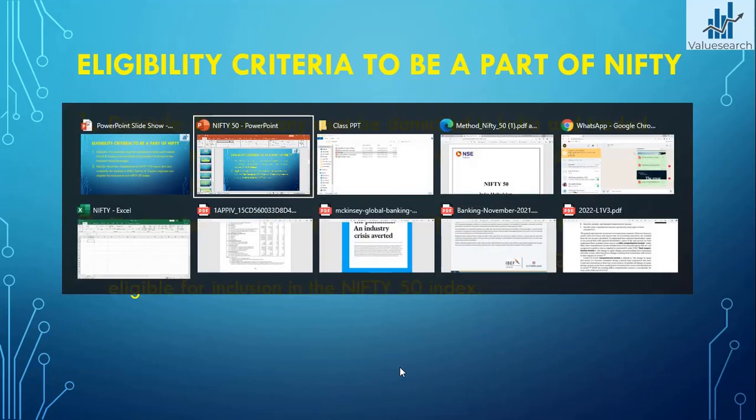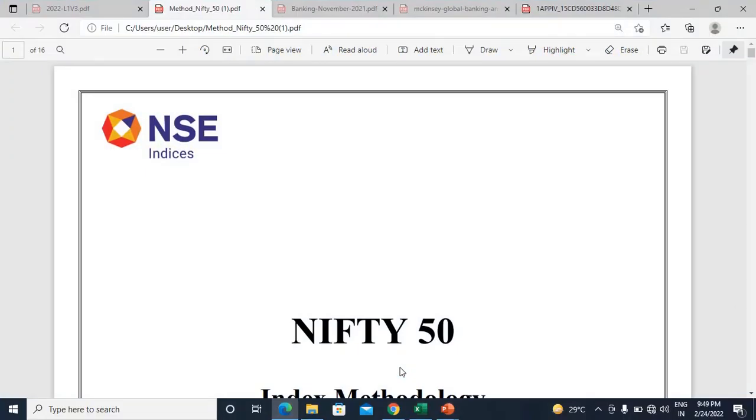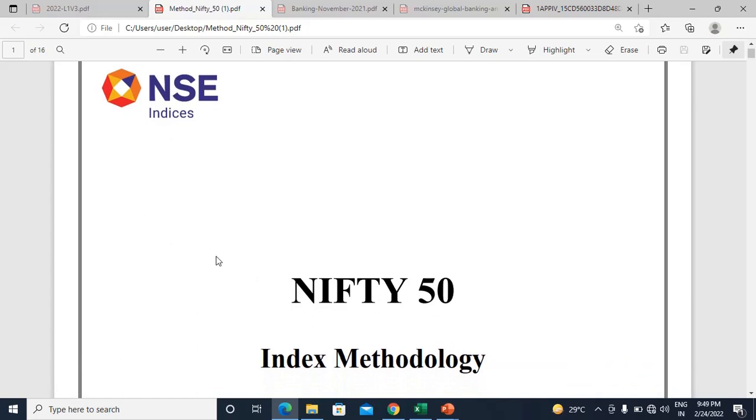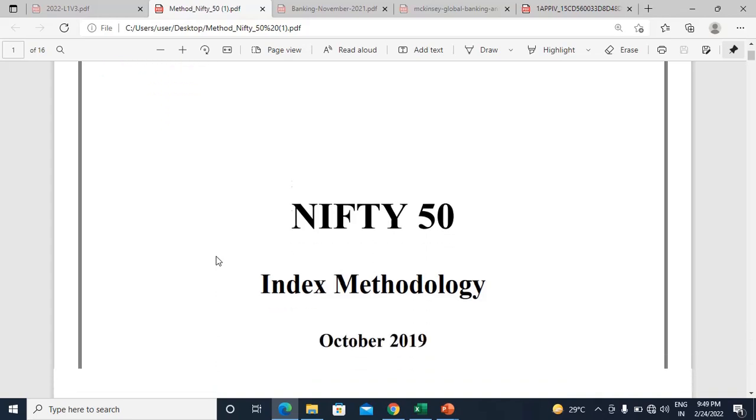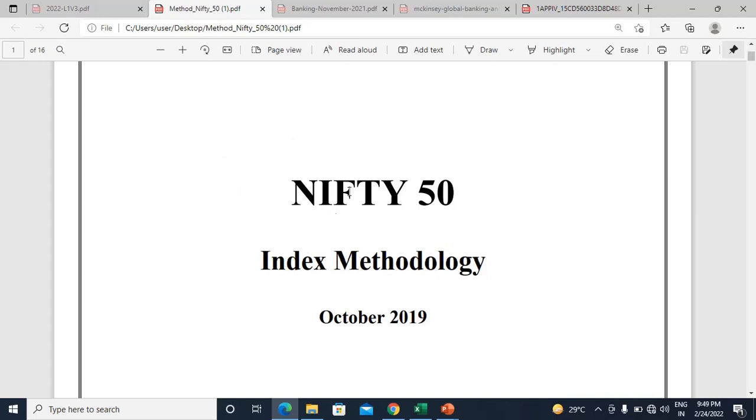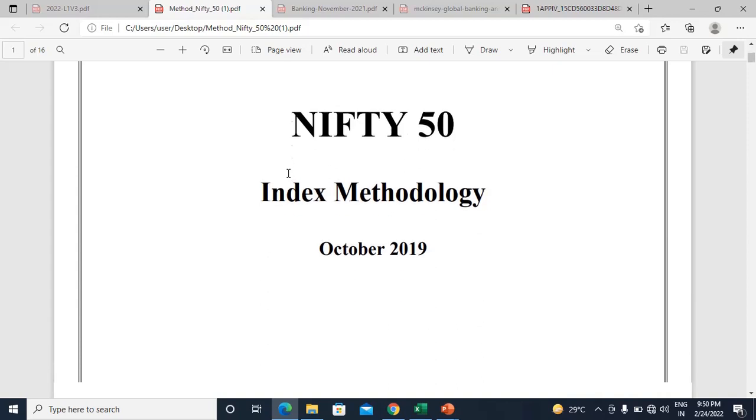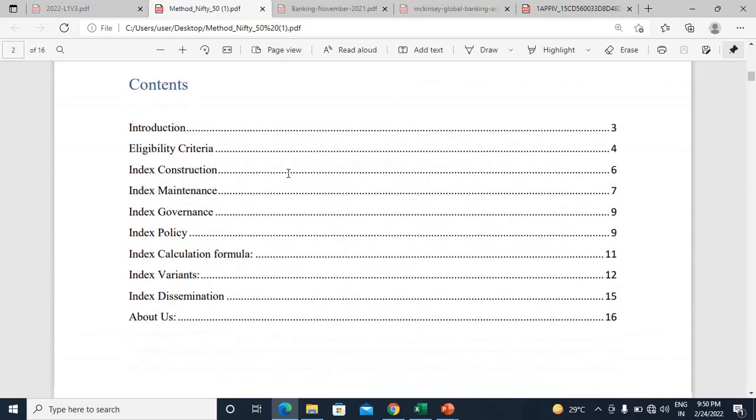Let us now dive straight into this particular PDF that you are watching. I have downloaded this PDF from NSE's official website. Here it is written Nifty 50 index methodology. How Nifty 50 is calculated, how it is maintained, how it was constructed, how it is rebalanced, how the price changes each and every moment during the trading hours. It is clearly written down in this PDF.